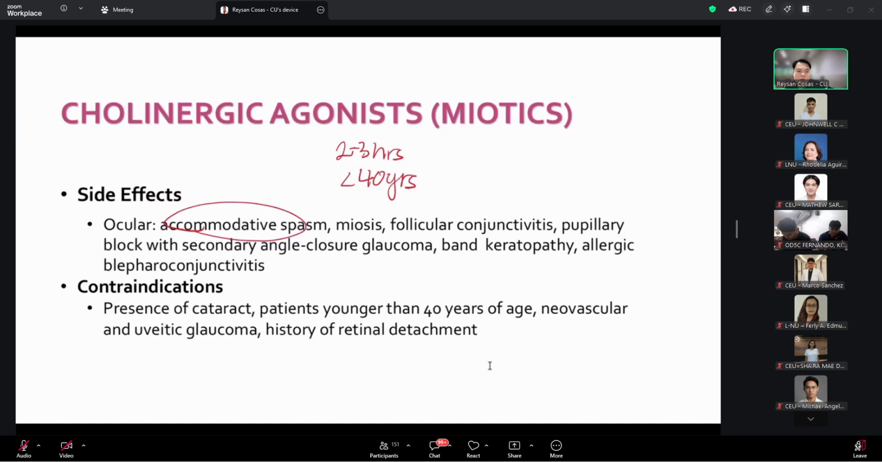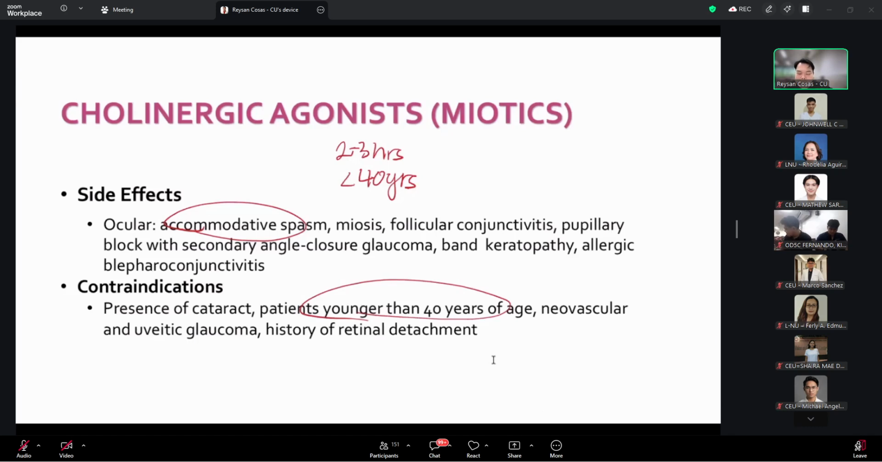So they cannot tolerate pilocarpine. Patients younger than 40 years old develop spasm. All of us here, right? Age is relevant. So we are still contraindicated to have pilocarpine because we are still young.